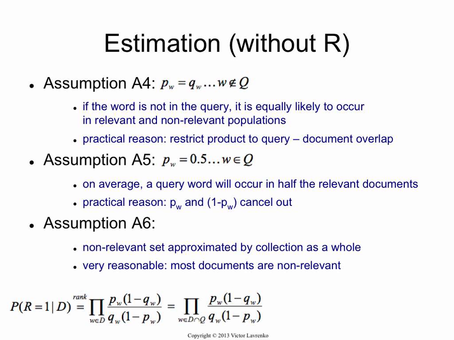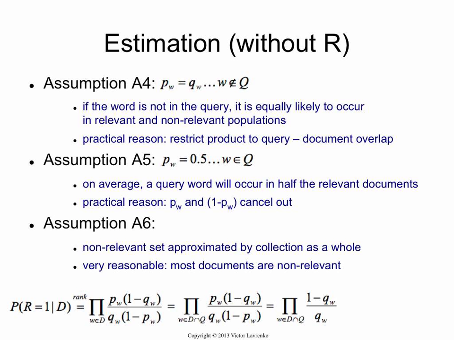Okay, great. So when you do that, PW and 1 minus PW are going to cancel out, and what you're going to be left with is this formula. It's the product over the intersection between the document and the query. You have 1 minus QW over QW. Now, we still have to estimate these guys.